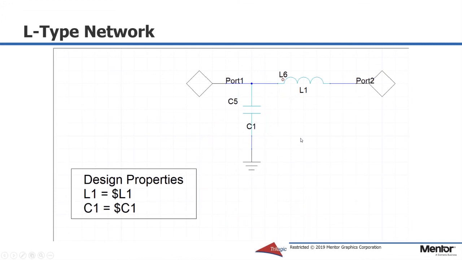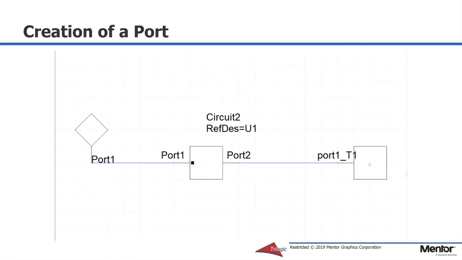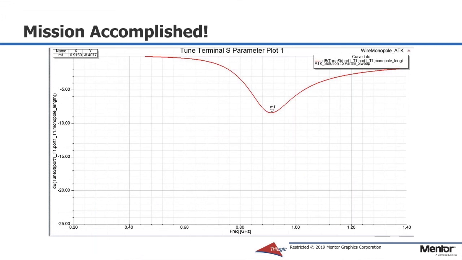So again, every part costs money. On this particular first simulation, we chose just to make it work with an L-type network, 2 parts instead of 3. We created a port with an input and output that represented the capacitor and inductor of the matching network. And voila, we optimized and have a good match.